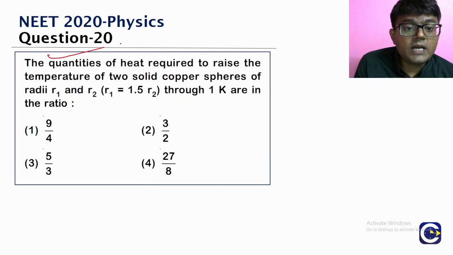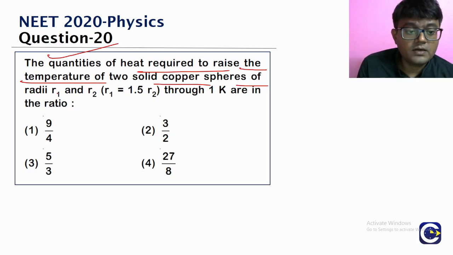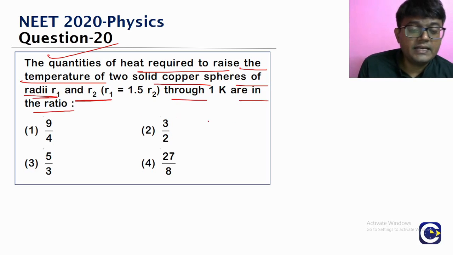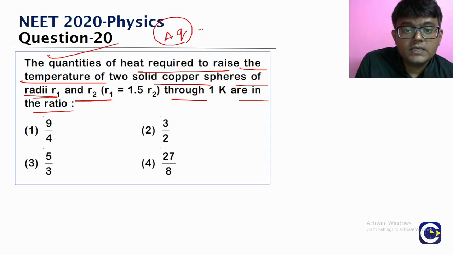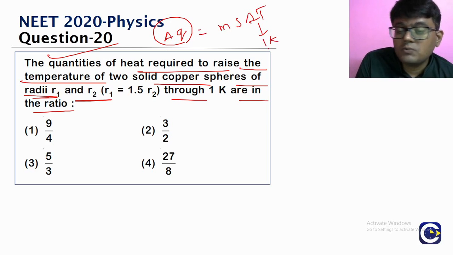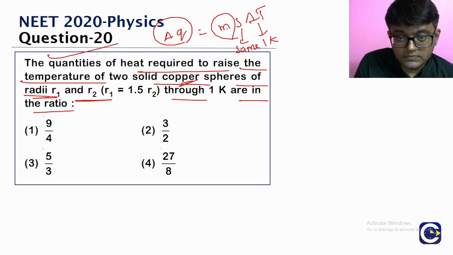Next, the quantities of heat required to raise the temperature of two solid copper spheres, of radius R1 and R2, through 1 Kelvin are in the ratio. We have to find the delta Q ratio. For any object or material, delta Q will be equal to M into S into delta T. Delta T is the same for both, 1 Kelvin. S is also the same because both are copper. Where will the difference come? The difference will come in terms of the mass, because they have different radii.